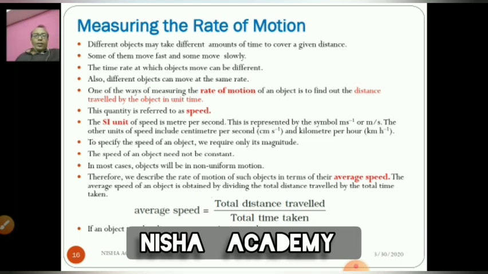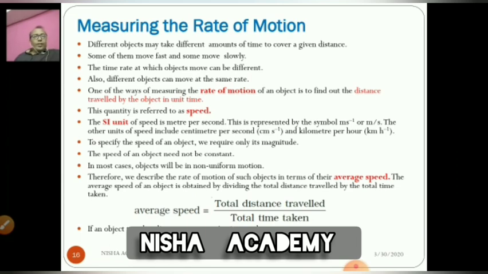The SI unit of speed is meter per second. This can be represented by the symbol m s inverse or meter per second. Other units of speed include centimeter per second, and a larger unit is kilometer per hour. To specify the speed of an object, we only require its magnitude. The speed of an object need not be constant.